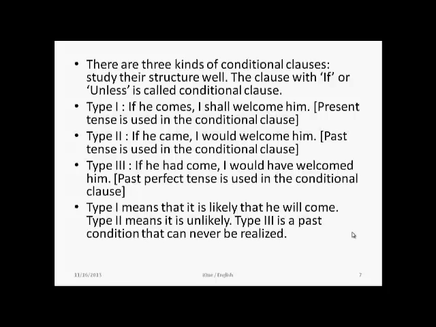Type 1 means that it is likely that he will come. Type 2 means it is unlikely, and type 3 is a past condition that can never be realized.